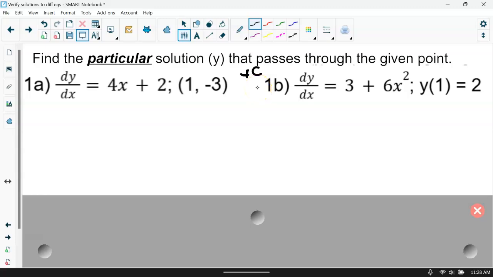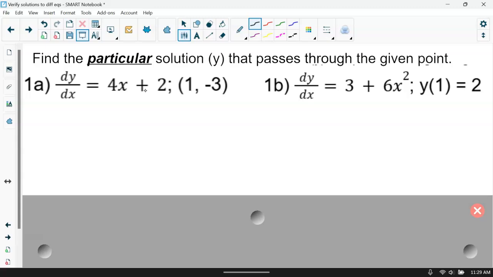Now, to go through this process of solving a differential equation, we're going to focus on passing through a specific point. For example, we have our differential equation 4x plus 2 equal to dy dx. So this is our derivative, going through the point (1, -3). We're looking for the particular solution that has that derivative.